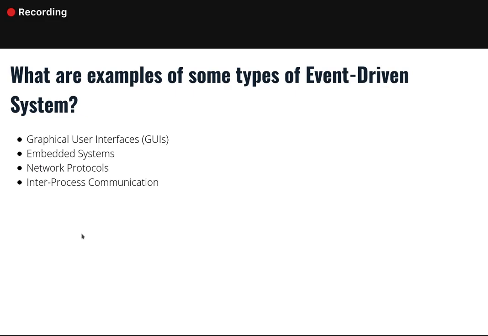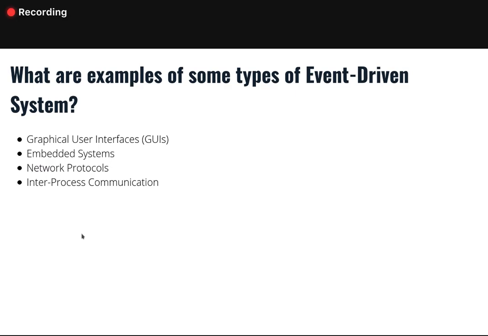So those are some examples of different types of event-driven systems. Those are all fairly broad, and if you start thinking about the systems that you interact with on a daily basis, you'll probably find that most of them fall into one of those four categories. And probably most of them fall into the category of a system with a graphical user interface. Some of them might fall into several different categories.